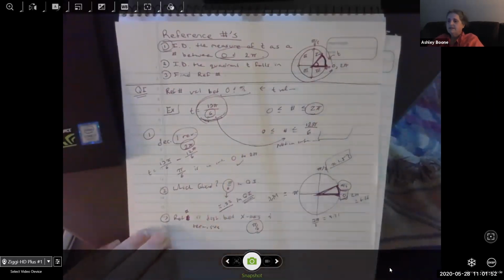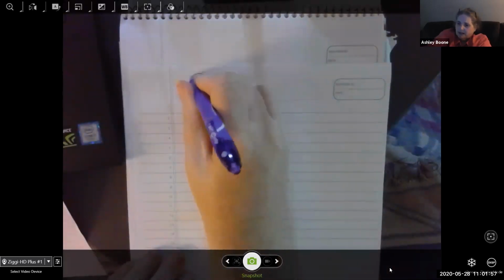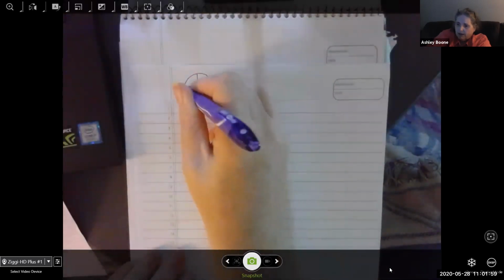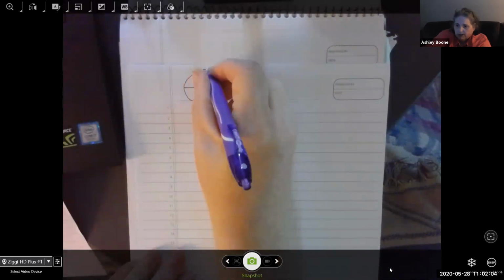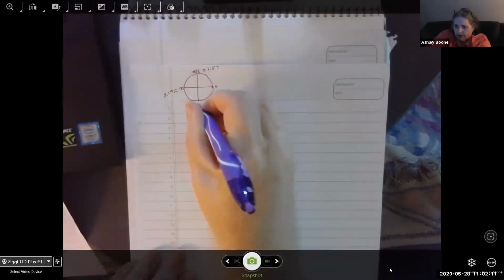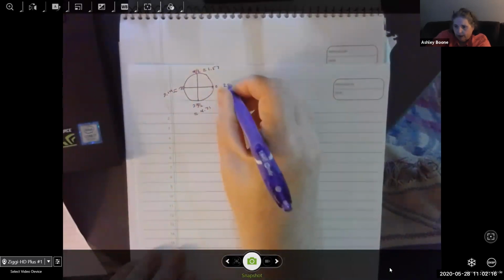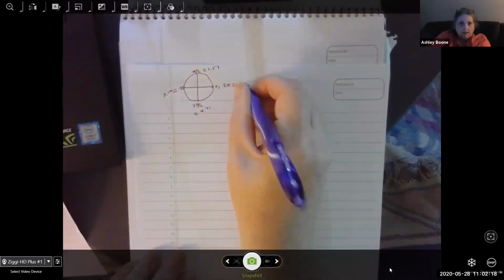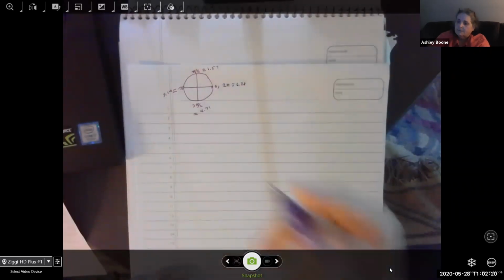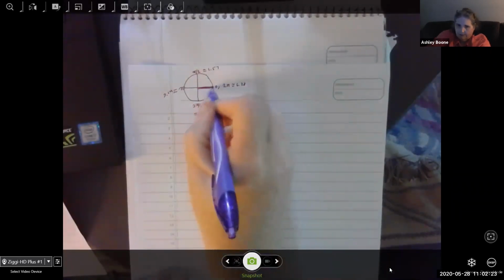Think about these 3 steps. I'm going to do some more examples here, but think about these 3 steps. Think about your unit circle. So 0, pi over 2, which is approximately 1.57, pi, which is approximately 3.14, 3 pi over 2, which is approximately 4.71, and 2 pi, which is approximately 6.28. Think about that circle. Remember, you're always starting standard position at 0.